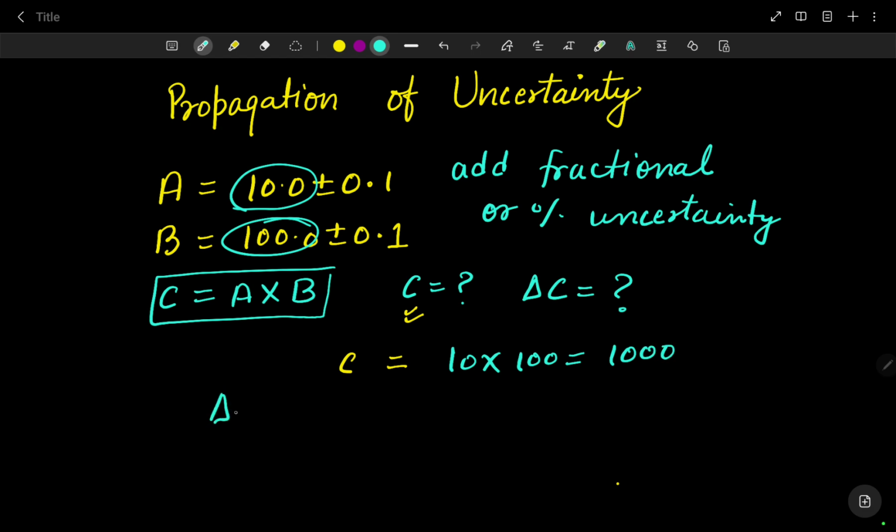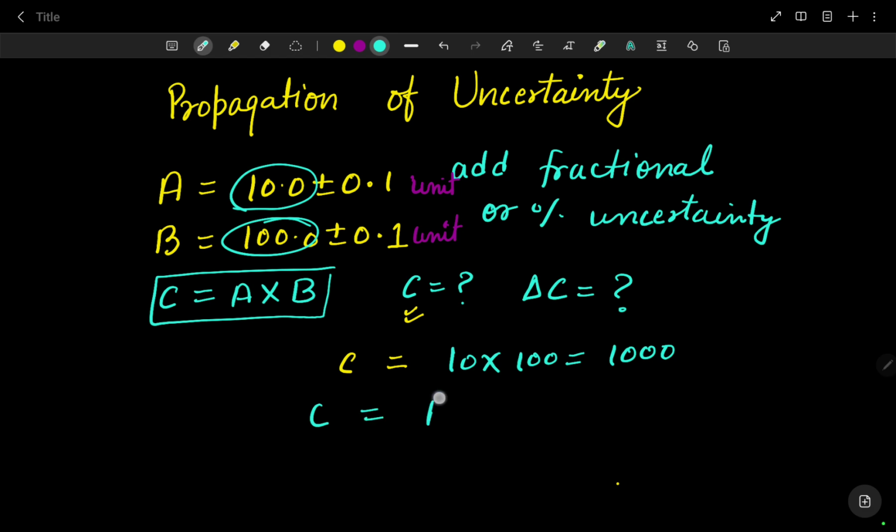Now to find out the absolute uncertainty in C, please don't make this mistake. Please don't add 0.1 and 0.1 as 0.2. Because we don't add absolute uncertainty directly. Okay, here they will give you the unit also. I'm not writing any unit, so I'm just writing the value. That's how you know it is absolute uncertainty. Okay, so we don't directly add. Rather, what we add over here is the fractional or percentage uncertainty.